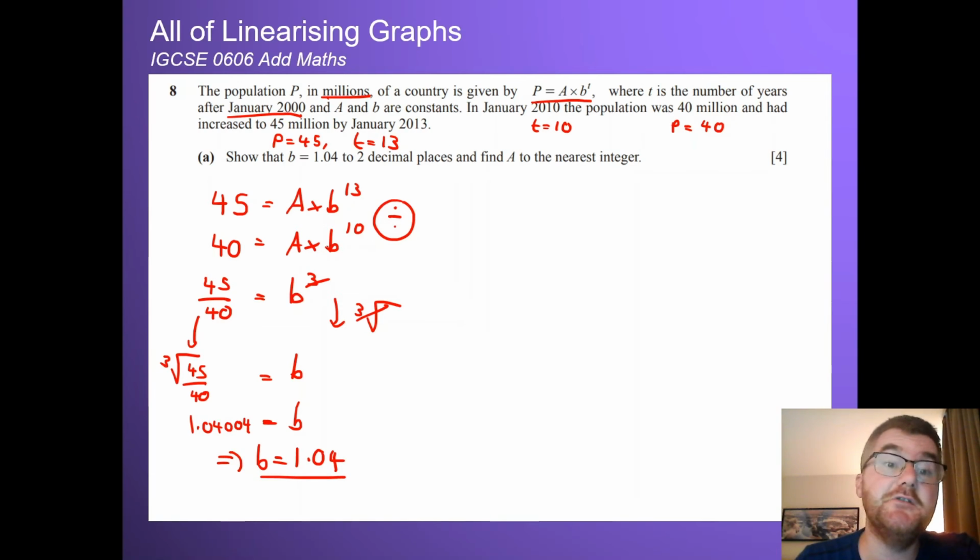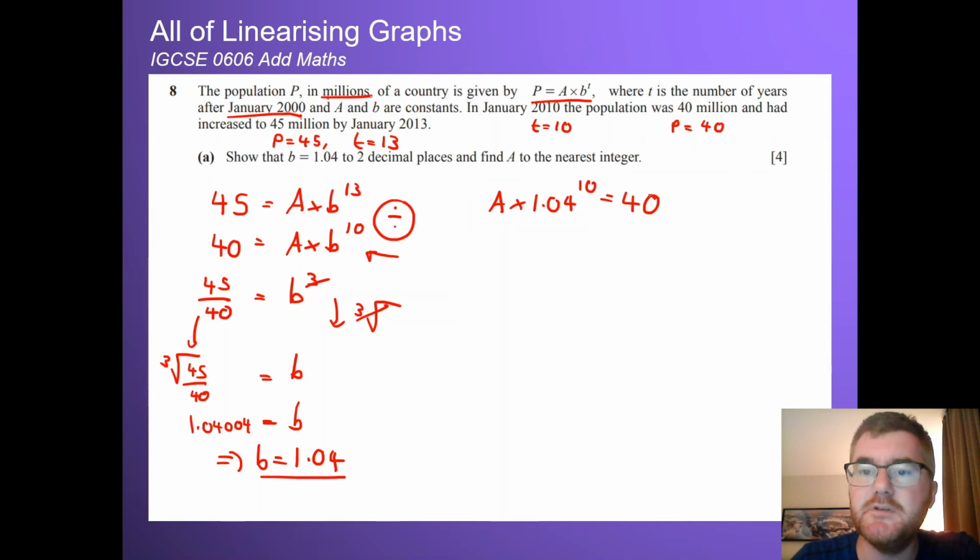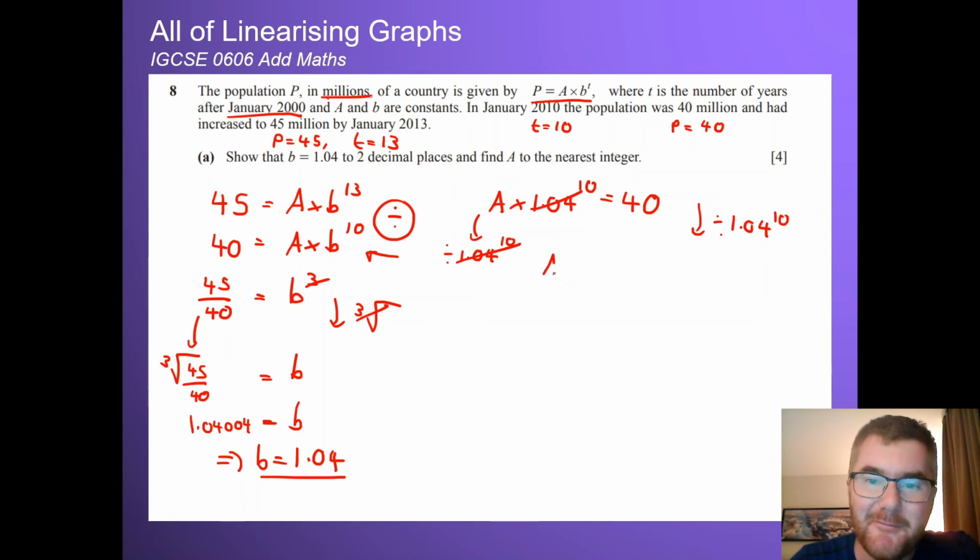And now we can just substitute into either equation. I'm going to choose this one here. Doesn't make any difference. So that means we have a times 1.04 to the power of 10 is equal to 40. Again, we just solve this normally. The opposite of multiplying is dividing. So we're going to divide by 1.04 to the power of 10 on both sides. Usual stuff. And then we get a is equal to 40 over 1.04 to the power of 10.